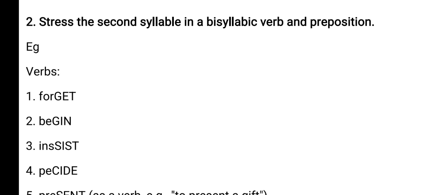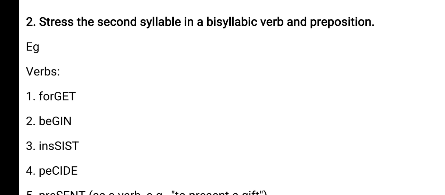Don't look at the first two. The first is meant for only a noun, adjective, and adverb. But if it is a verb or a preposition, my guy, stress the second syllable. But take note, preposition has a lot of exemptions. We'll come to that. But let's look at verbs first. A verb is an action word.